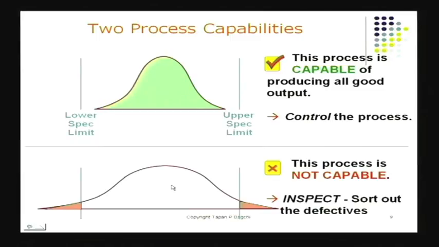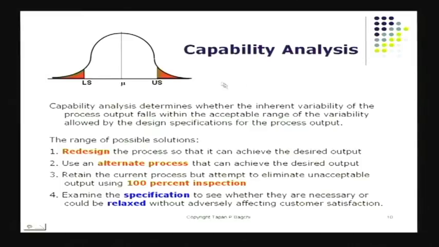This is just to give you an idea of what we are talking about when we talk of capability. The process to be capable has to be wholly within the tolerance. The same picture is shown here. Now, what do we do? What can we do if we've got a process like this? This is the process where, as you can see right away, the lower and upper specification limits are shown and there are these red tails which are like unacceptable output.